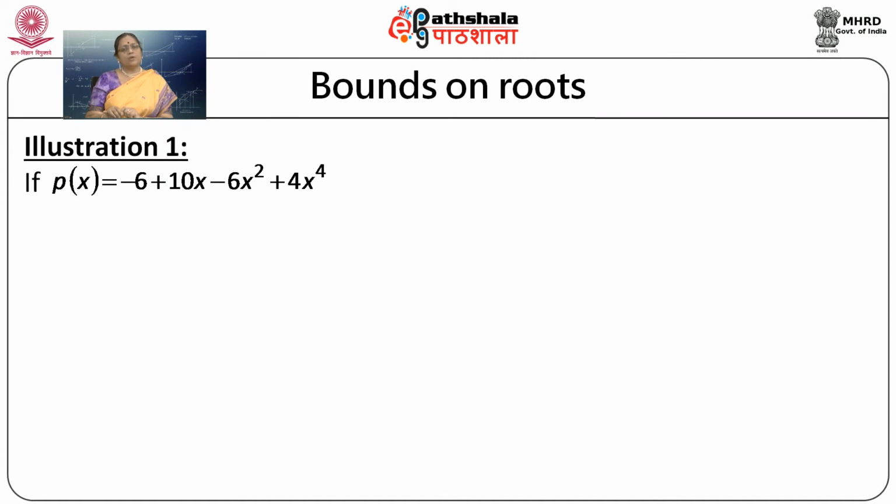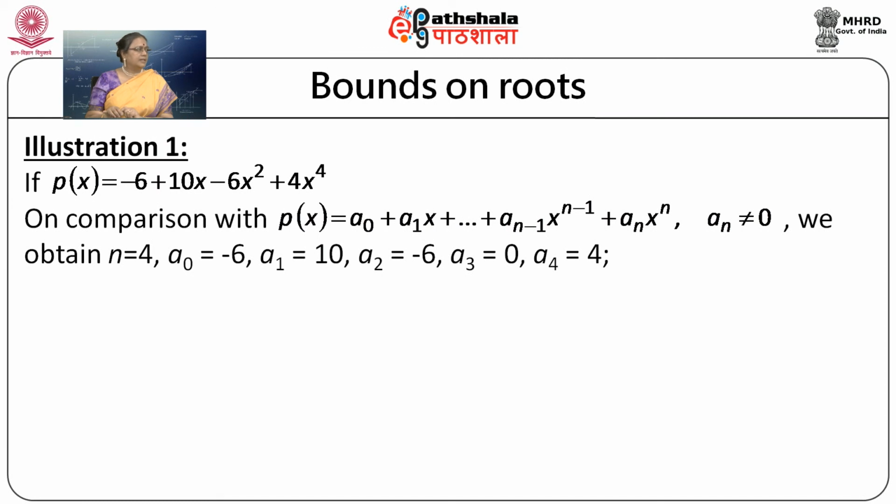It is the same polynomial which we have taken earlier in our previous module. So, what are the values here? Let us compare this with our polynomial P(x) = a0 + a1 x and so on. The degree of the polynomial n is 4, the constant term a0 is minus 6, the coefficient of x is a1, given by 10, the coefficient of x square is a2, given by minus 4, the coefficient of x cube is a3, given by 0, and the coefficient of x raised to 4 is a4, given by 4.